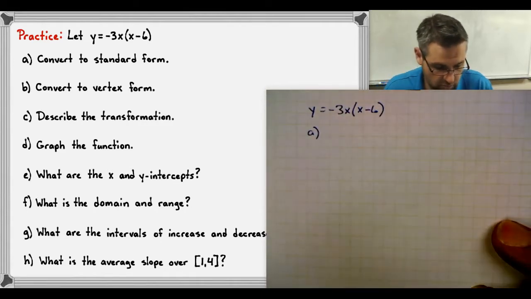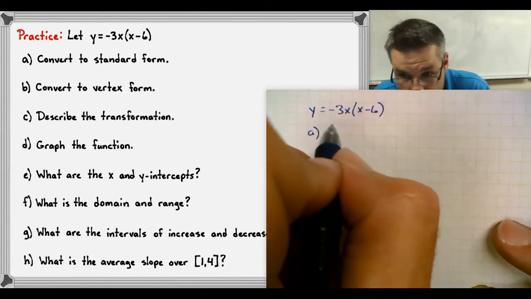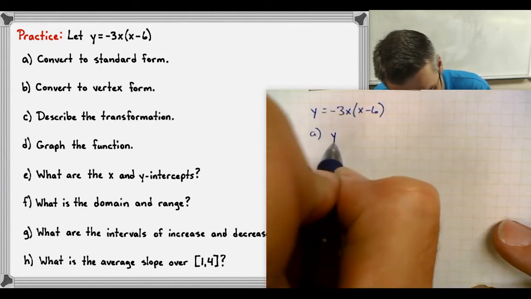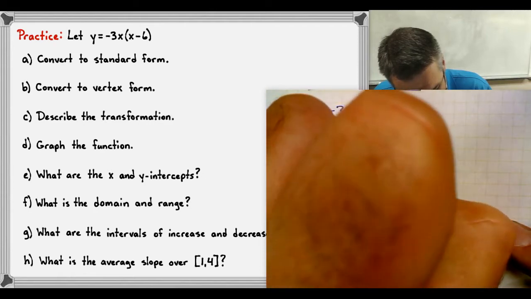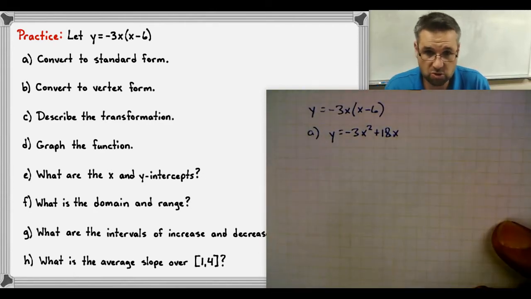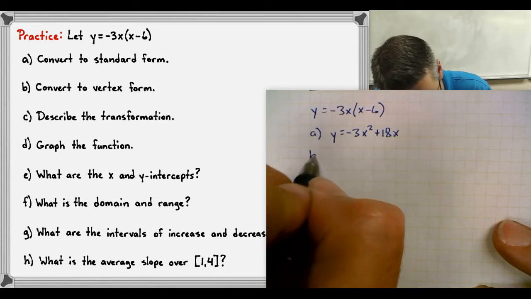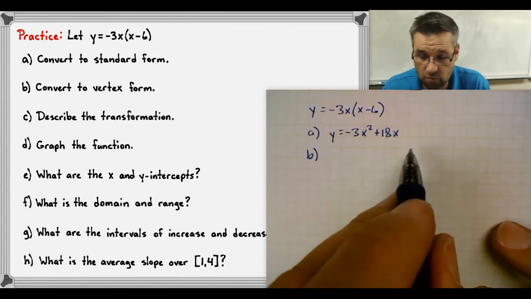It's not in vertex form, it's actually in factored form. All we have to do is distribute that. So we would say y equals negative 3x squared plus 18x, and that's in standard form. That's pretty straightforward. Then in part B, it says convert that to vertex form.